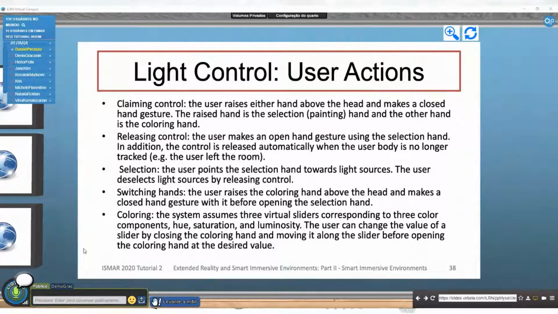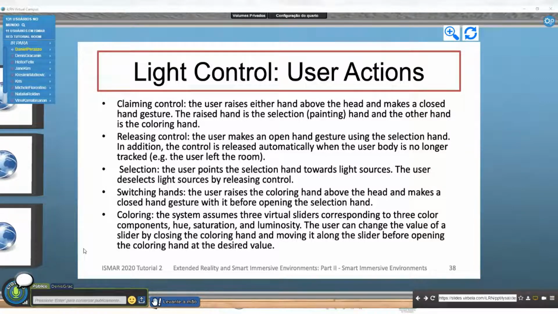So what are the user's actions? Now that we have the service that we want to provide, or tasks that we want to perform, like light control, what are the possible user actions? First is claiming control. As we have seen, the user raises a hand, it doesn't matter left or right. Whenever that hand or arm is raised, that becomes the hand that points and determines which light is affected.